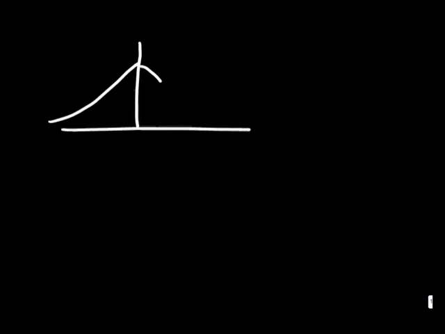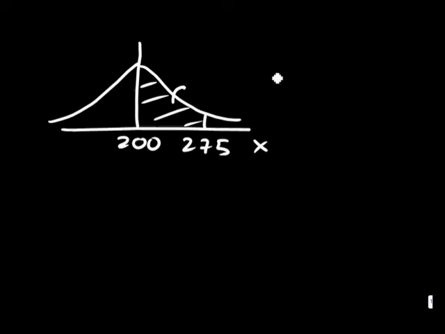Drawing the normal distribution, center being 200, that's the mean. The question is, what percent has a rating between 200 and 275? That is shaded in this region here. Using our conversion formula, we're going to find x minus the mu over sigma, the standard deviation.